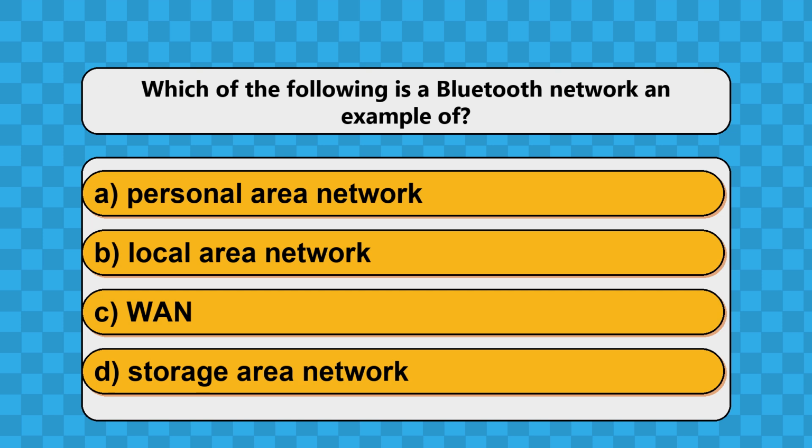Question 8. Which of the following is a Bluetooth network an example of? Option A. Personal area network. Option B. Local area network. Option C. WAN. Option D. Storage area network.